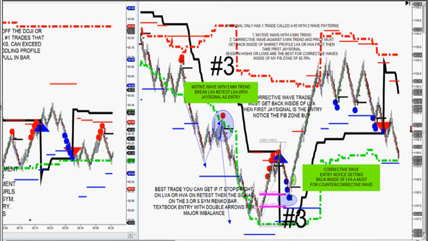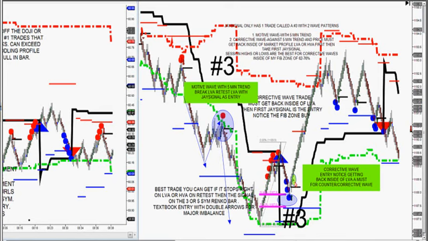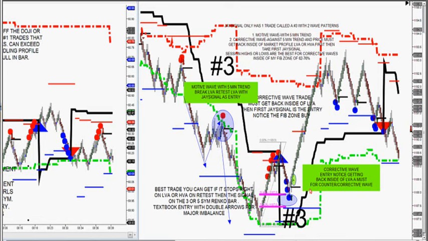You're allowed to take the counter wave only if you get back inside a profile. You get back inside a profile here, that tells you the market is strong. You're allowed to take the first retracement long. There it is, and it nailed what's called the corrective wave. So the motive wave number 3 is with the 5-minute trend. The corrective wave is against the 5-minute trend if you get back inside of LVA or HVA. That's the only time you can do it.